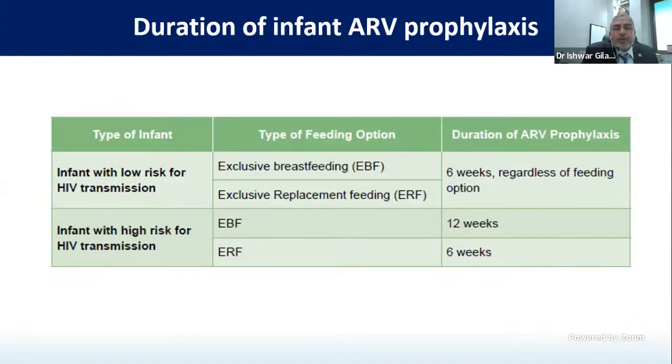The duration of infant ARV prophylaxis has to be decided based on the type of infant: infant at low risk and infant at high risk. For low risk, whether the child is exclusively breastfeeding or on replacement feeding, in both situations it is 6 weeks, regardless of feeding options. But when the child is high risk, with exclusive breastfeeding we need to provide 12 weeks, and replacement feeding will need to provide for 6 weeks. Next slide, please.